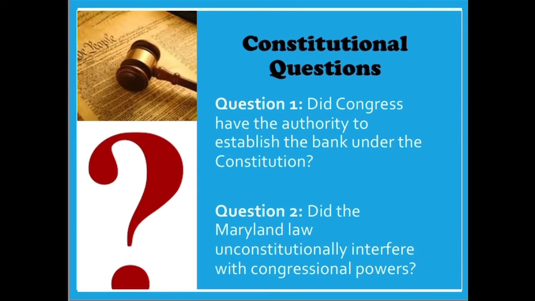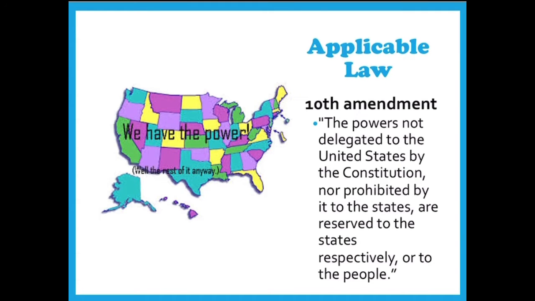The constitutional questions which arose were, first, did Congress have the authority to establish the bank under the Constitution? So this power is not explicitly given to them in the Constitution, so are they able to commit this act? Are they able to create a national bank? The second question is, did the Maryland law unconstitutionally interfere with congressional powers? Are they allowed to interfere with federal affairs and overstep their boundary and essentially tax the government and this national bank?